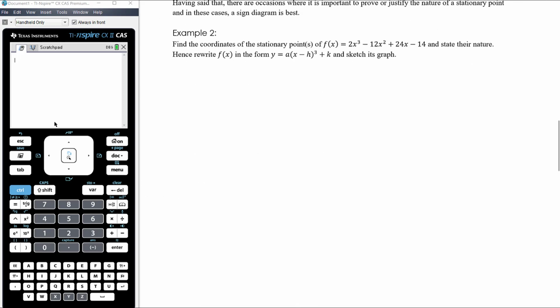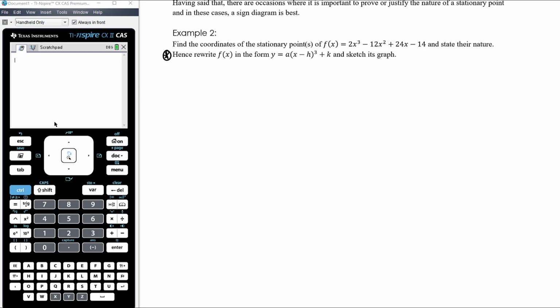Example 2. Find the coordinates of the stationary point or points of that cubic and state their nature. Hence, rewrite f of x in the form a times x minus h cubed plus k. Okay, if you think about this, this is telling you something about what's happening with the stationary points here. But let's work through the problem.